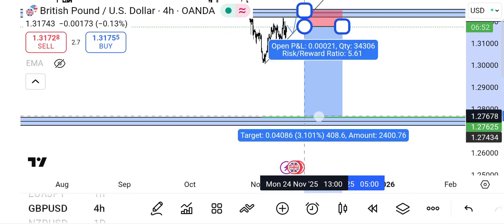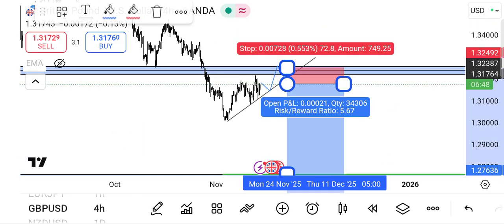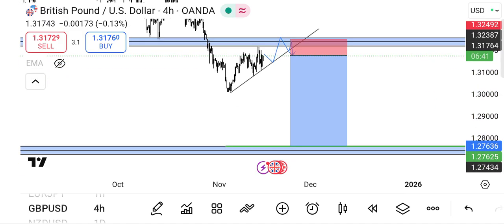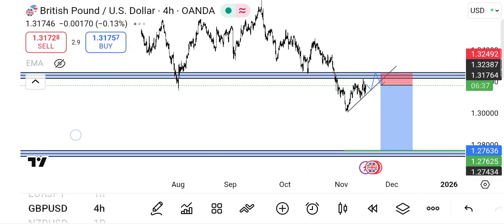We're going to be swing trading this, we're going to be holding it. So this is going to be a 1 to 5 risk to reward ratio. You understand? It's going to be a 1 to 5 risk to reward ratio.